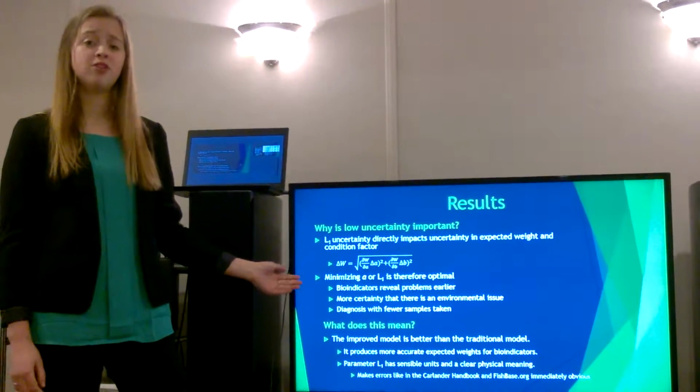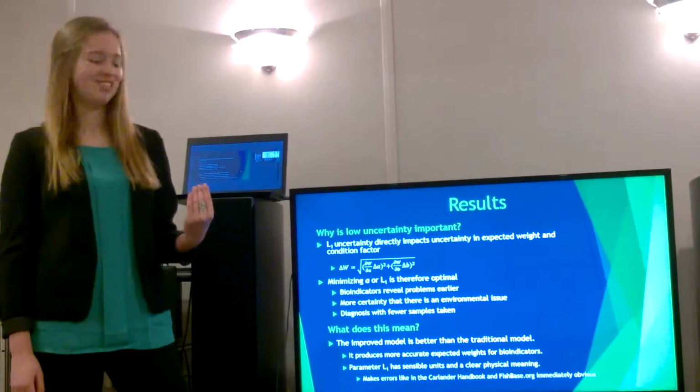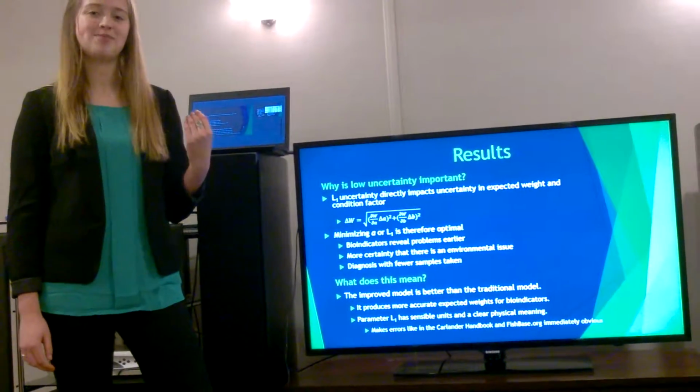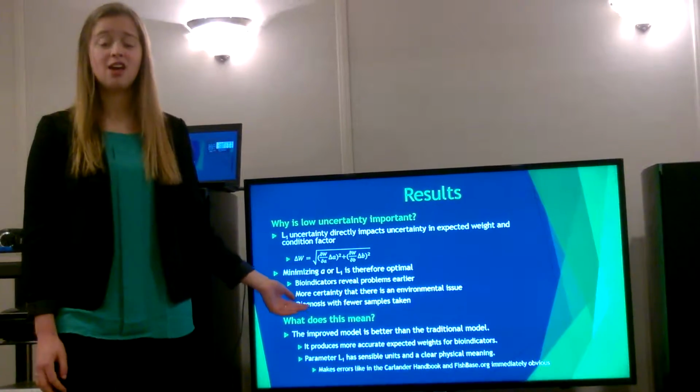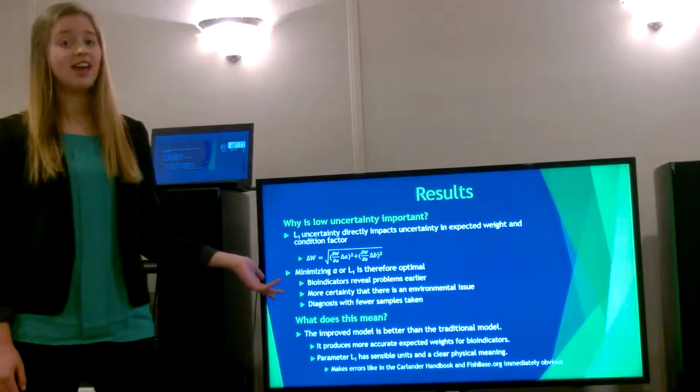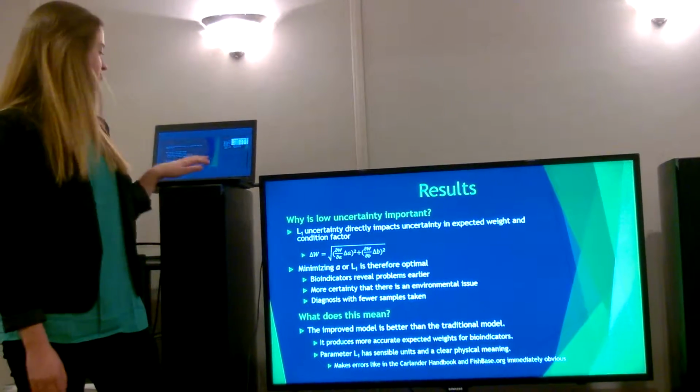So this means that the improved model is empirically better than the traditional model. It produces more accurate expected weights for bioindicators, and parameter L1 has a concrete physical meaning, which makes errors like those in the Carlander Handbook and fishbase.org easier to catch.